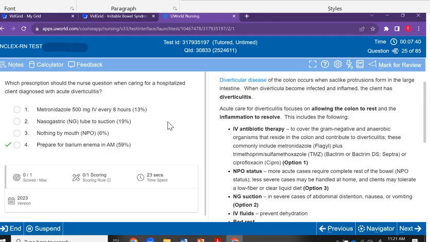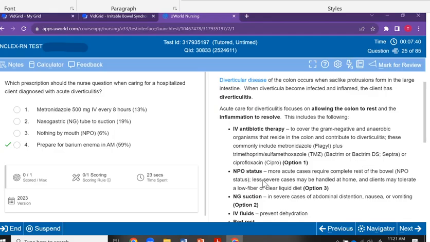So if you look, IV antibiotic therapy, and look to cover the gram-negative and aerobic organisms that reside in the colon and contribute to diverticulitis. These commonly include metronidazole plus maybe even trimethoprim-sulfamethoxazole, which is Bactrim, or ciprofloxacin. Now, I know in the real world, we would give two antibiotics. We would give metronidazole and ciprofloxacin, and the patient was supposed to take them at the same time.